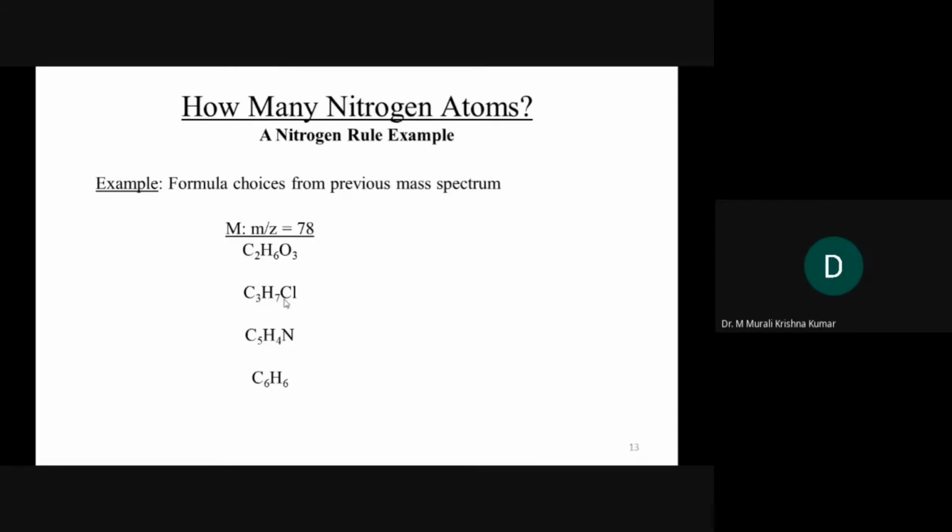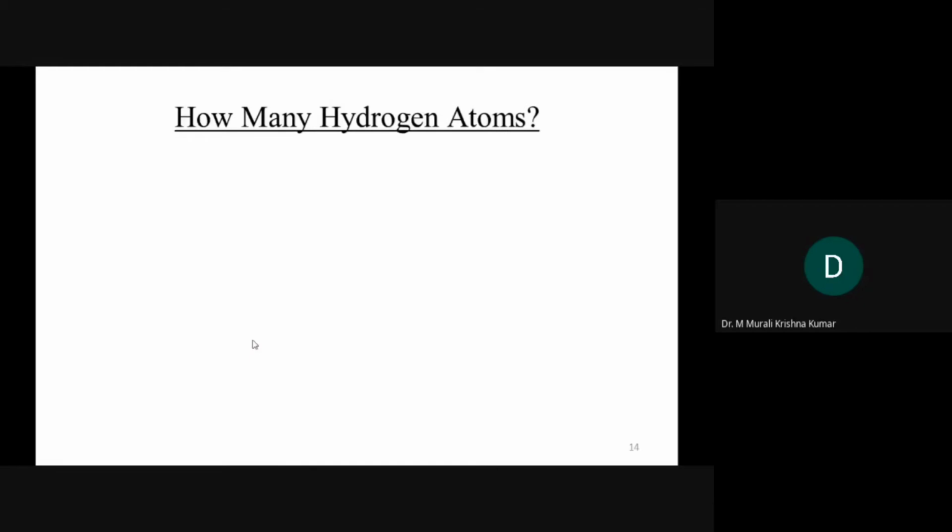For example, let's say 78 is the molecular weight that is given to you. Then these are the molecular formulas that are possible. M by Z is even. Sorry, there is some mistake in this, so we'll solve another problem.